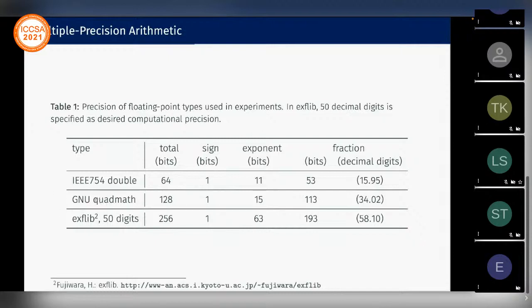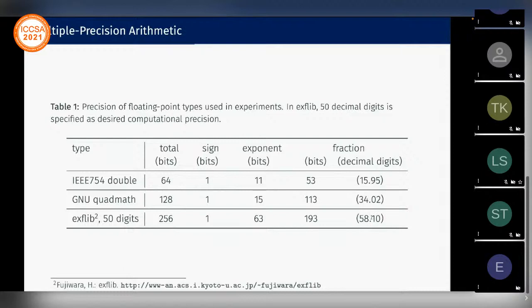In this research, we use two kinds of more precise packages. The first one is the quadruple math provided in GCC. It has 128 bits in total, and it can take 34 decimal digits. Another one is the multiple precision package developed by the cooperator, Professor Fujiwara. We take 256 bits in this research, and it can take about 50 decimal digits.